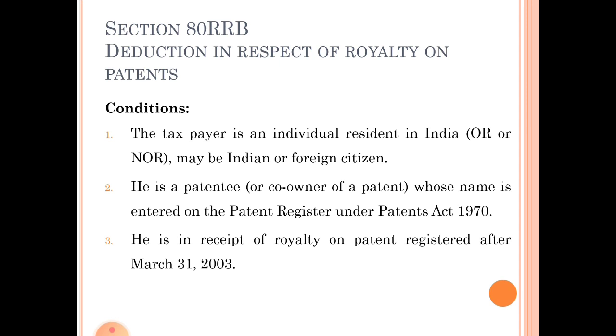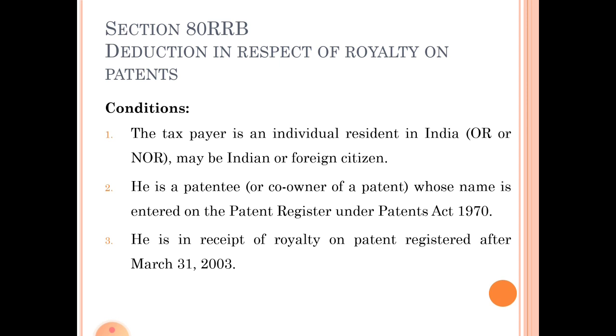Second condition is he is a patentee or co-owner of a patent whose name is entered on the patent register under the Patents Act 1970. That means the patentee must register his patent right under the Patents Act of 1970. That is the second condition under this section, that is, the patent should be registered under the Patents Act.